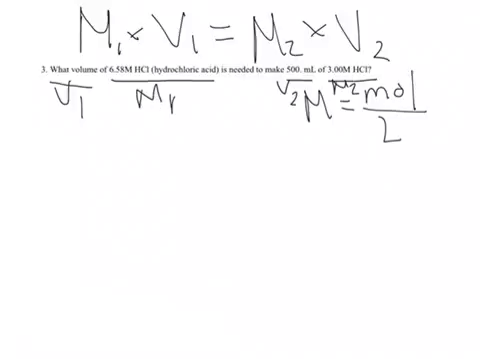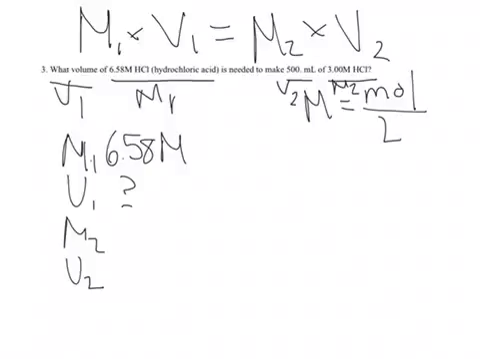So let's write what we've got down the side. M1, V1, M2, V2. So 6.58 molar. We do not know how much volume of our stock solution we're going to need. The second molarity is 3, and the second volume is 500 milliliters. Now in an M1V1 problem, as long as the units are the same, you can use milliliters. So if we're looking for the volume and our first volume is in milliliters, we can leave it. Just know that your volume that you are going to solve for will also be in milliliters.